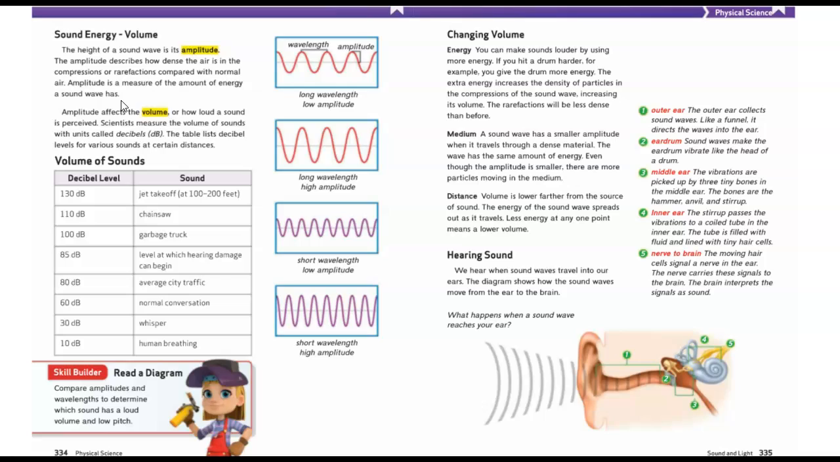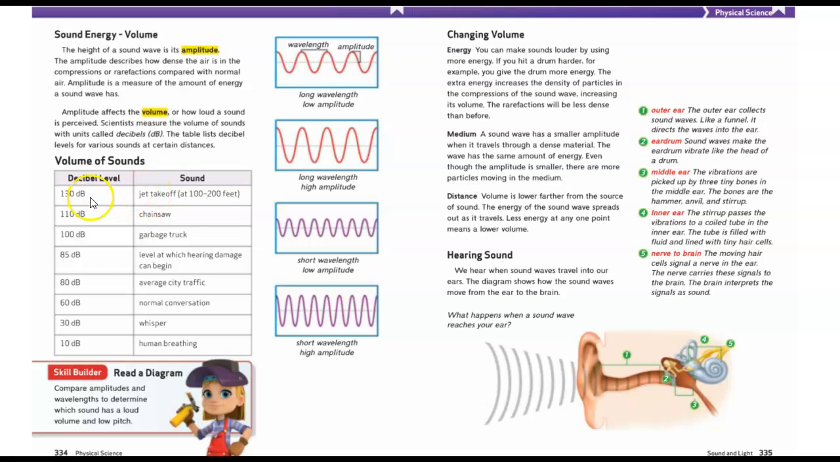So, the other day when you were plucking the cup and you would pluck it softly, the sound wave was lighter. As you plucked it harder, giving it more strength, the wave was larger. Amplitude affects the volume, or how loud a sound is perceived. Scientists measure the volume of sounds with units called decibels. The table lists decibel levels for various sounds at certain distances.